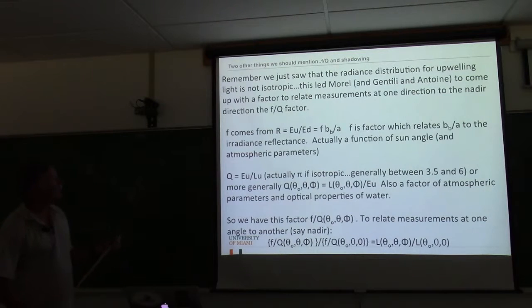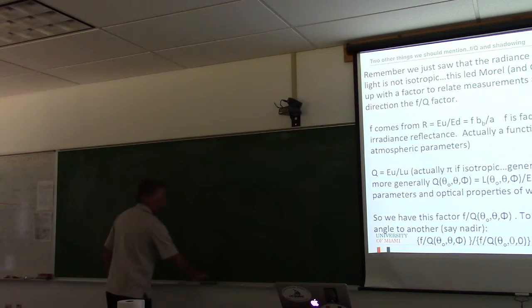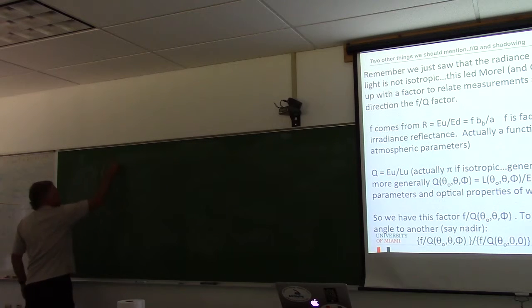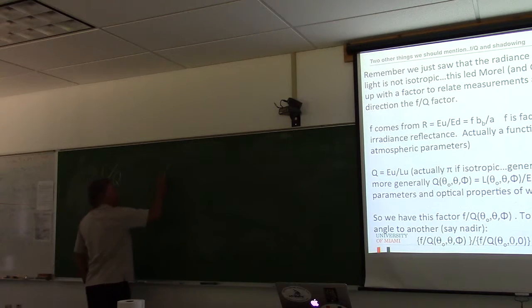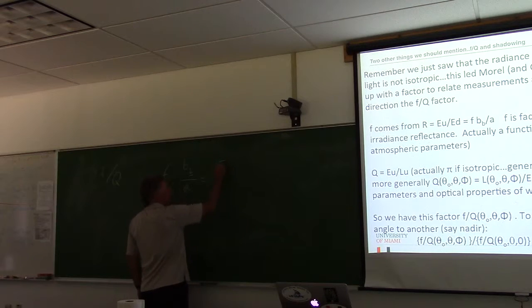So, okay, two other things that I was told I should mention in here, or we mentioned at different times in different classes and thought this would be a good place. There's this thing called the F over Q ratio. Okay, F is a factor that relates the backscattering absorption ratio to the irradiance reflectance.